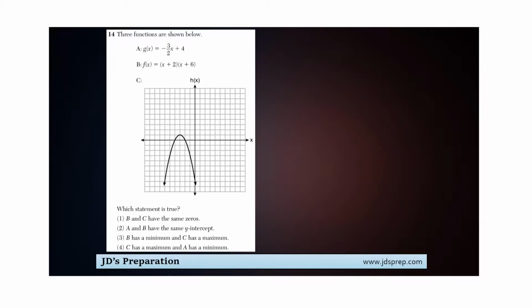All right, in this problem, we're given three different functions, and we're trying to find out which one of these statements is true. So let's go ahead and get started with number one. It says that functions b and c have the same zeros.